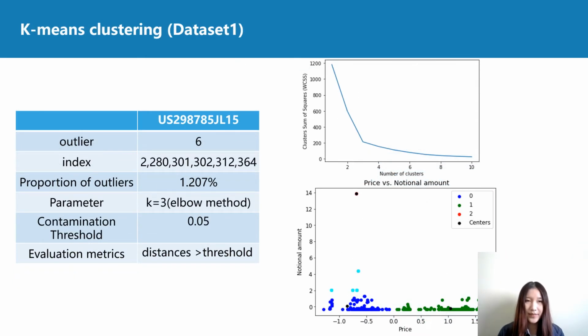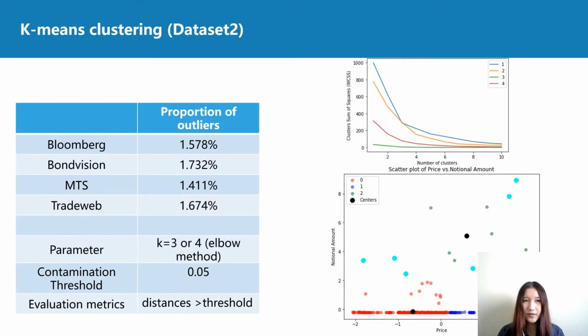Now we come to the next method, which is K-means clustering. Unlike the former one, this method has a parameter K, which represents the number of clusters. To determine the value of K, the elbow method is used, and from the plot we can see that K is 3 for this bond. Also, the scatter plot shows the three clusters in different colors. The black points are the center of each cluster, and the lighter blue points are the outliers. As you can see from the elbow plot, the parameter for this data size can be 3 or 4, and the table also shows the percentage of outliers on each platform.